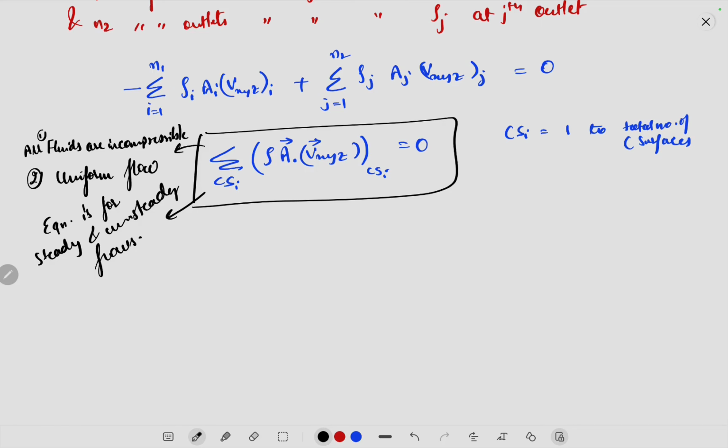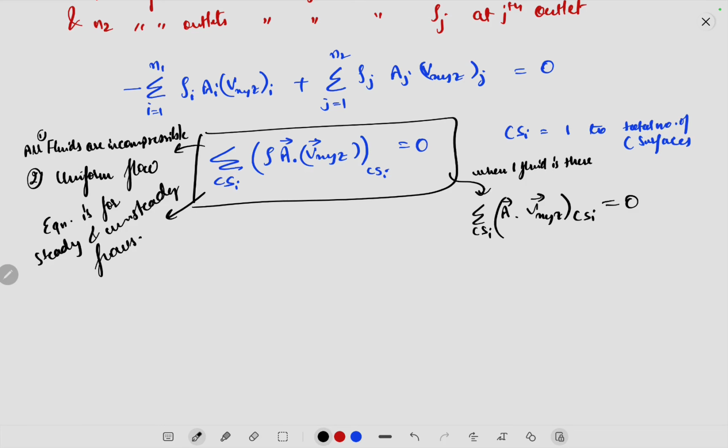Okay, and if we consider that there is only one fluid in all the cross sections, then we can take this rho outside, and since rho times something is equal to 0, that something has to be equal to 0. So in that case, this equation would look like this, equal to 0.